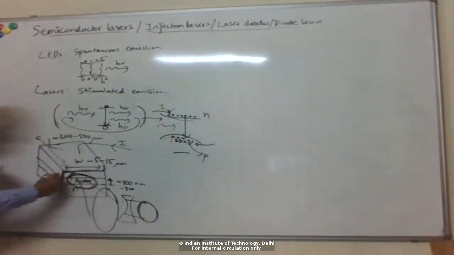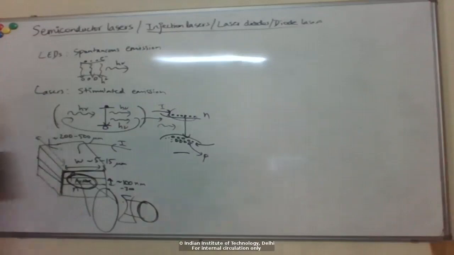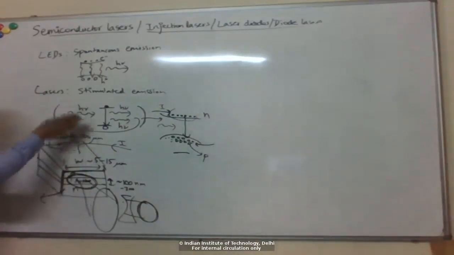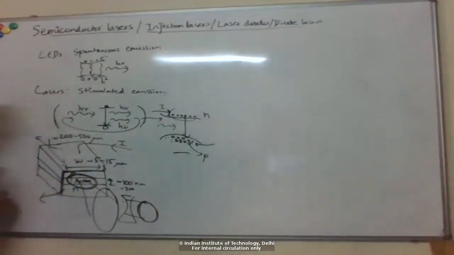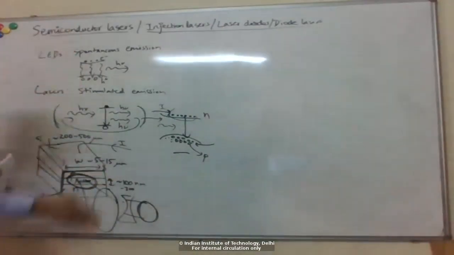So basically, how to do that in the device is these two facets at the front and at the back. Those facets are first of all made atomically flat. That's a process known as cleaving. Basically, cut this facet such that it's atomically flat.